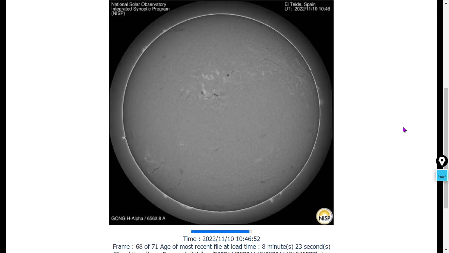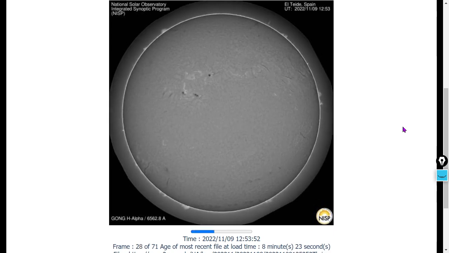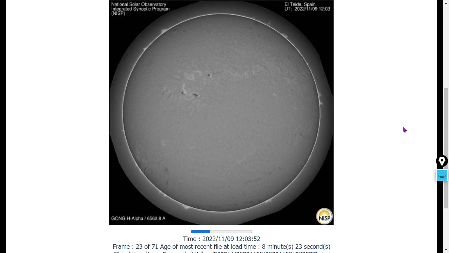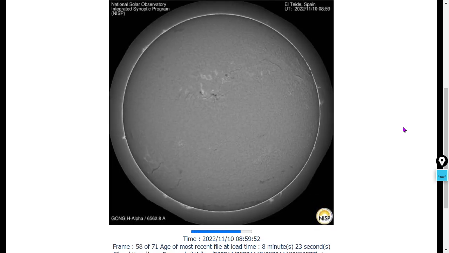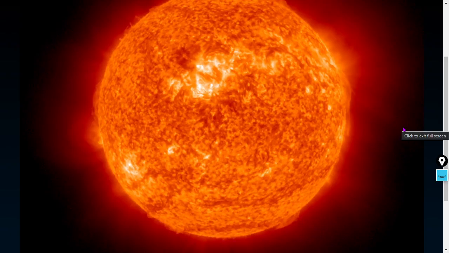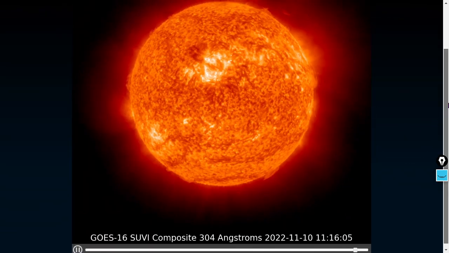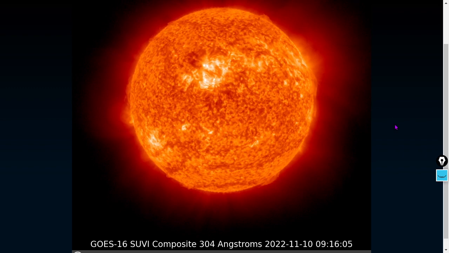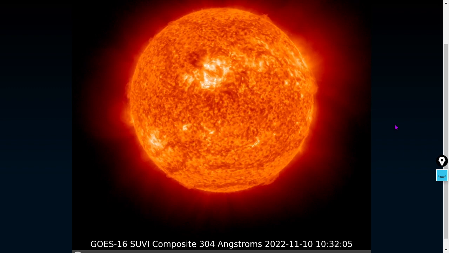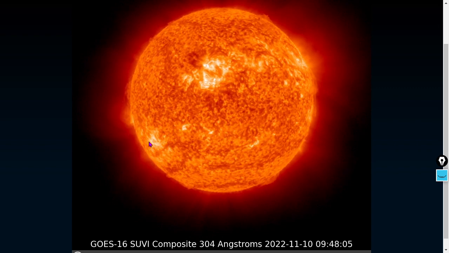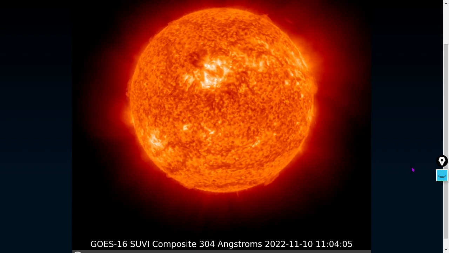Lots of dark features there. Solar filaments showing up as absorption features in 6,562.8 angstroms. Here's the last about 2.5 hours from the GOES-16 SUVI with its great wide field of view. It's fantastic at showing coronal mass ejections. We streamed one yesterday, the one that came from this region down here in that C4 class flare.